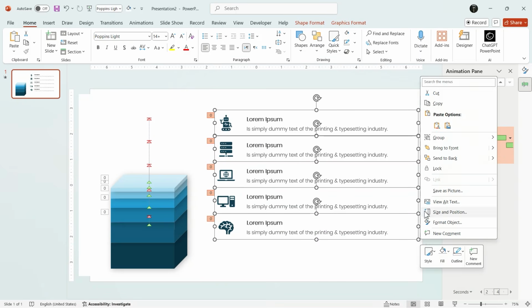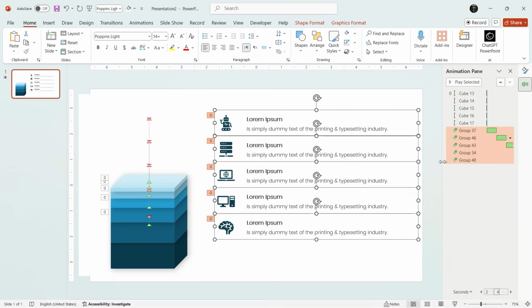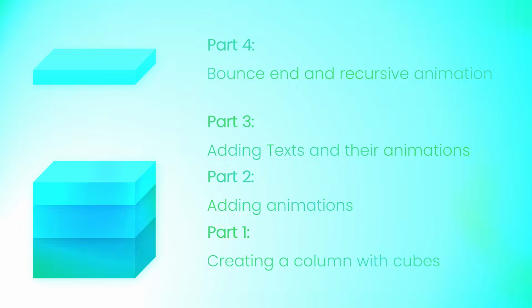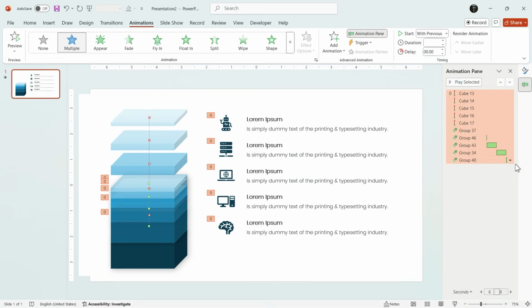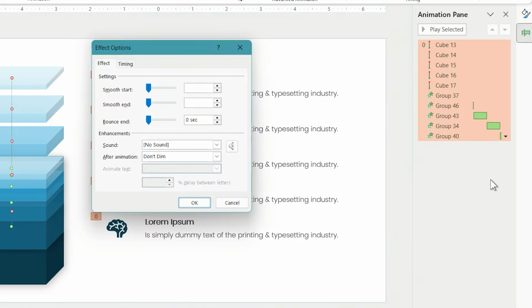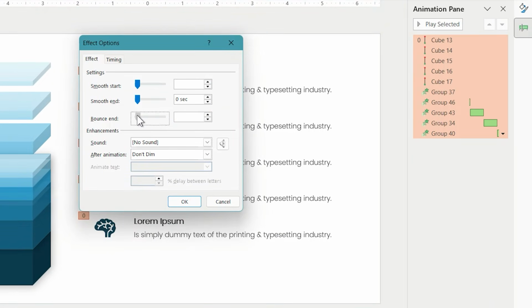Now everything is great, but it could be more attractive. Part 4. Bounce and recursive animations. Select all the animations. In the Animation pane, click this little arrow and choose the Effect option. Then increase the bounce end and smooth start. And then click OK.